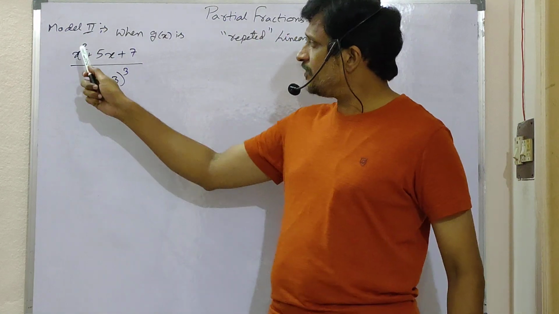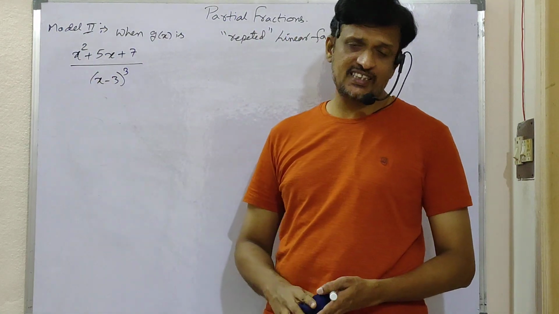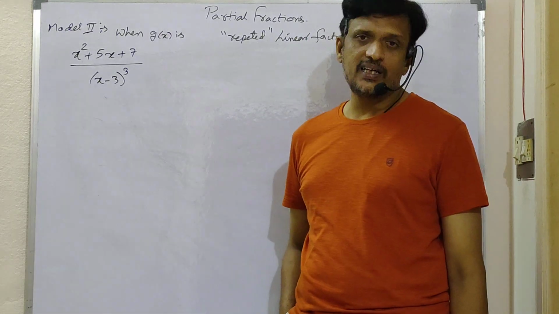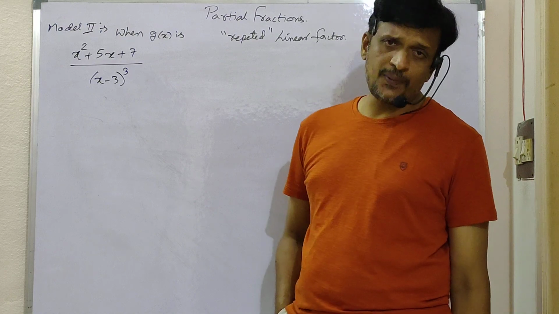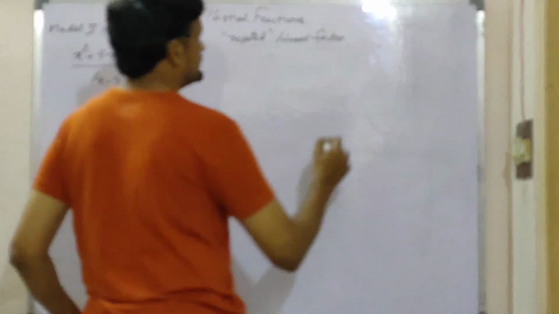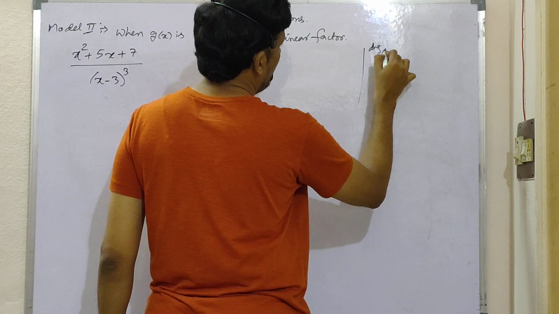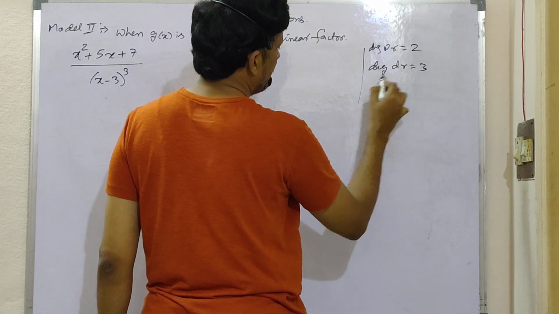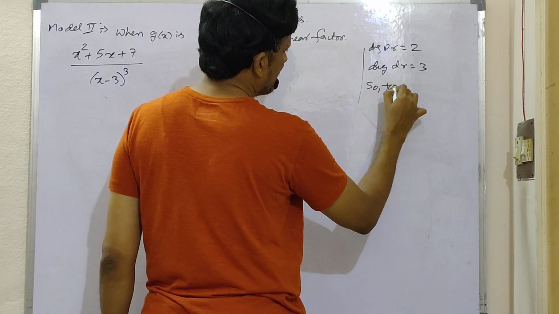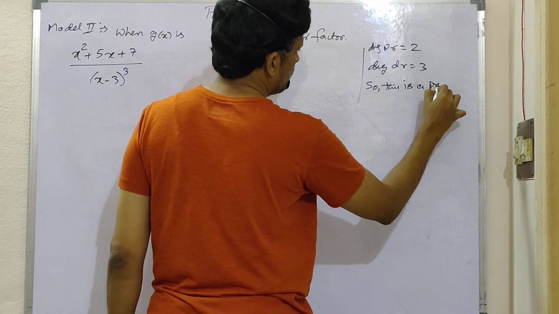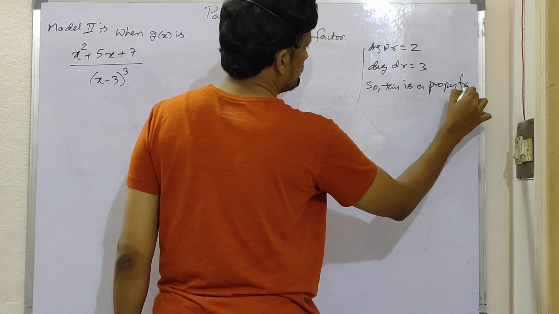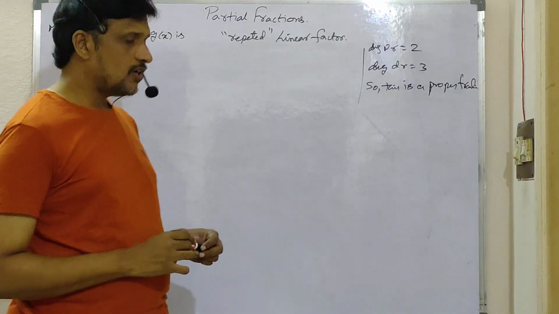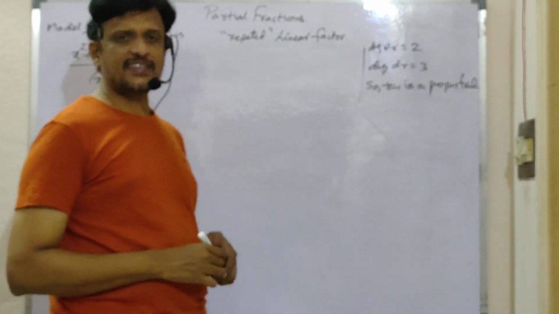Here the degree of the numerator is 2, the highest power of x is 2, and the degree of the denominator is 3, x cube. You can observe it. So this is a proper fraction, degree of numerator 2, degree of denominator 3. So I can write this as the sum of the partial fractions.